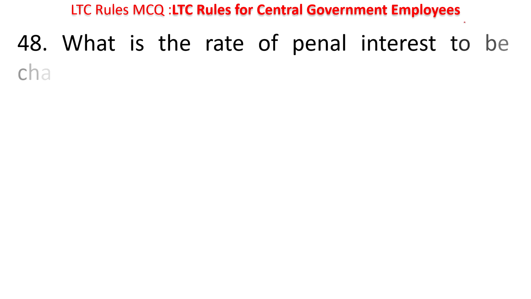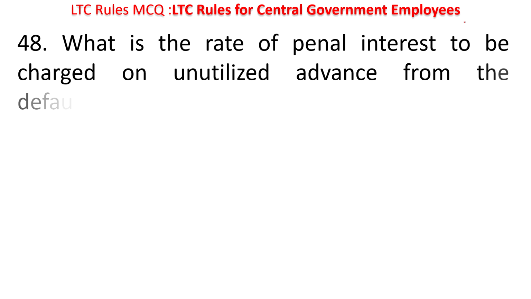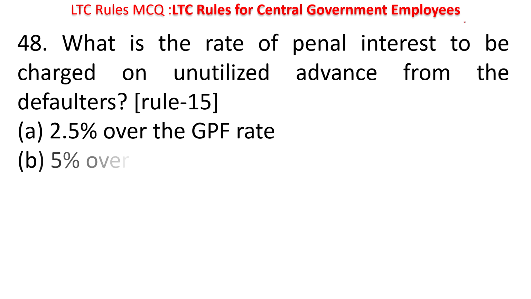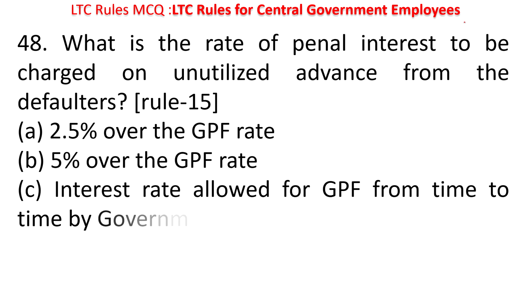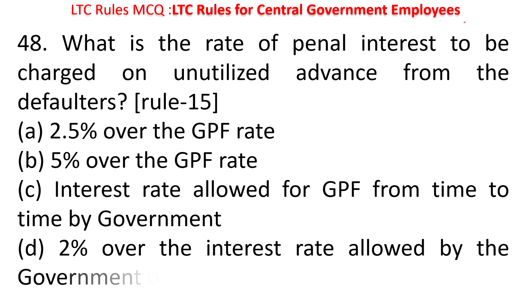What is the rate of penal interest to be charged on unutilized advance from the defaulters? 2.5% over the GPF rate, 5% over the GPF rate, interest rate allowed for GPF from time to time by government, or 2% over the interest rate allowed by the government on the GPF. The answer is 2% over the interest rate allowed by the government on GPF.